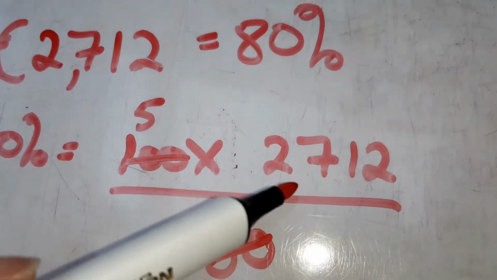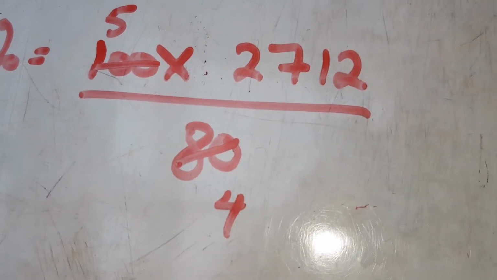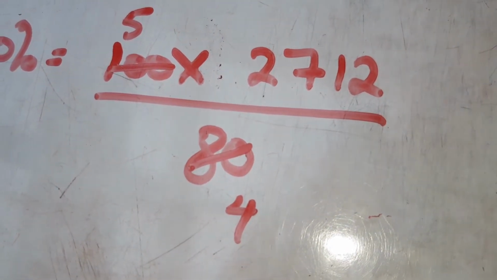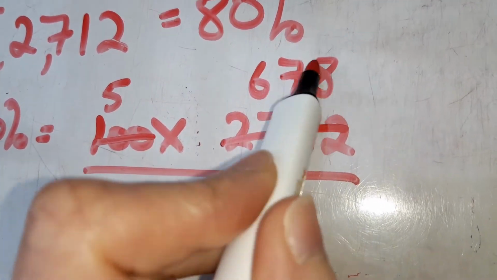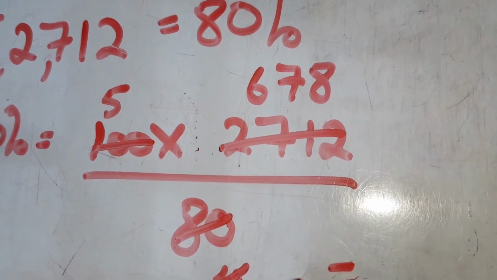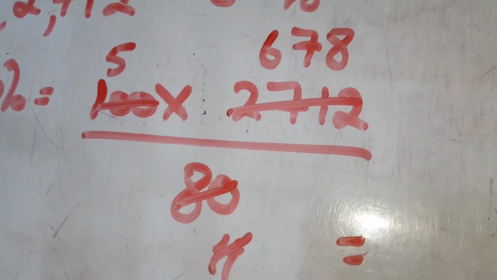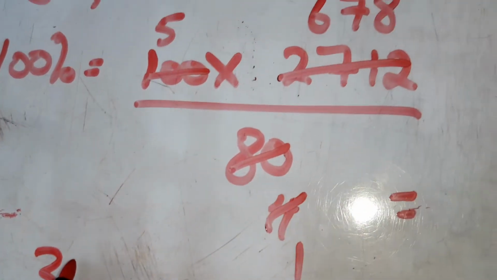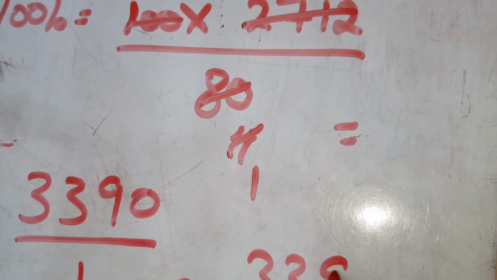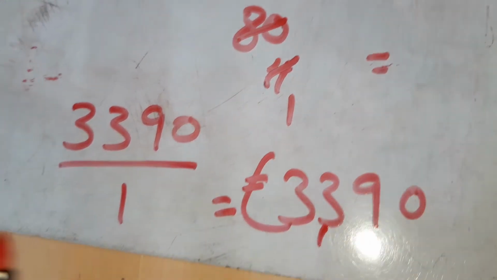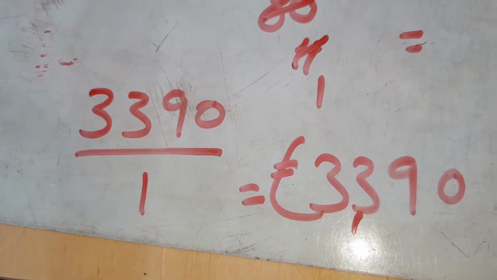In this case, you can try cross dividing this one. 2,712 divided by 4. It'll go in exactly 678 times. I'll leave you with a 1. So 678 times 5 equals 3390 over 1, which equals 3390. Okay, so their cost price on that item was €3,390.